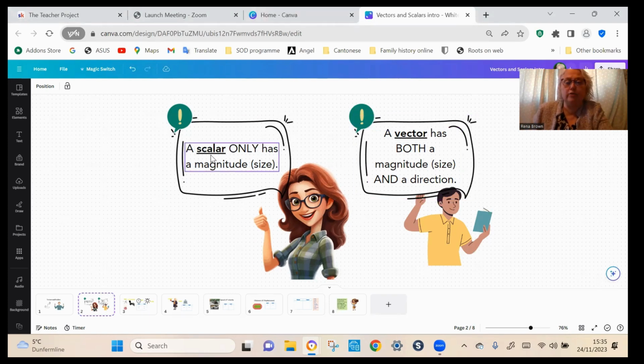A scalar only has a magnitude. A vector has a magnitude and a direction. So it's quite a common question that comes up in the paper in multiple choice or in the longer paper to ask you what the difference is. And this is the answer. So get it on a flashcard.